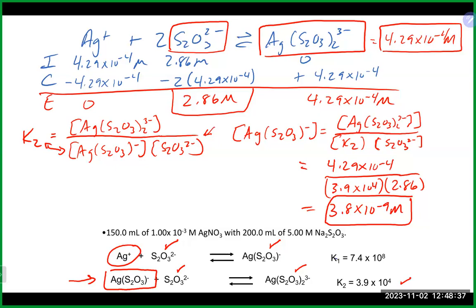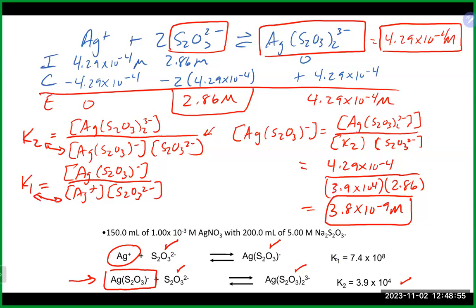So now if I use the first step, the K1 would be our product divided by our silver and our S2O3 2 minus. Once again, when I rearrange, these two guys are going to switch places. And that would give me that my silver would equal my K1 on the bottom, and I'll go here, S2O3 2 minus.